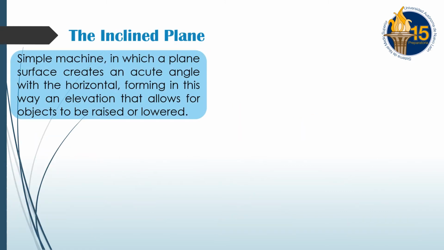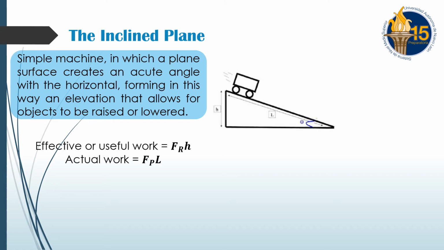The inclined plane is a simple machine in which a plane surface creates an acute angle with the horizontal, forming an elevation that allows for objects to be raised or lowered. On an inclined plane, the effective or useful work is the one performed when we raise the load vertically, and the actual work is the one that is done when using the ramp or inclined surface.